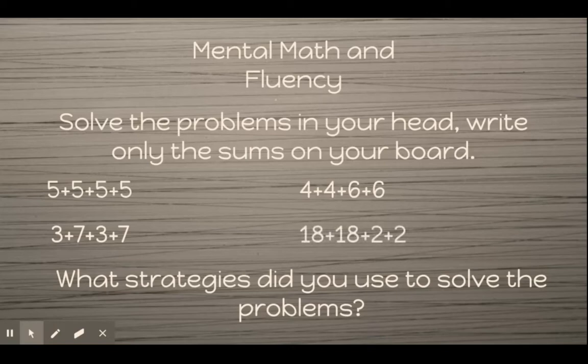One a little bit more difficult. What is the sum of these numbers? You should have chosen 40. I would not have added 18 plus 18 because that's a little bit too big, but I can add 18 plus 2, and that gets 20. And then I have another 18 plus 2, and that equals 20. So 20 plus 20 equals 40.